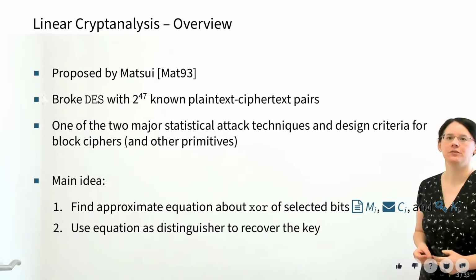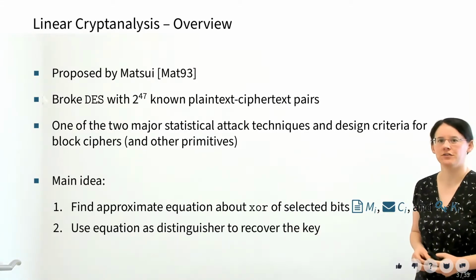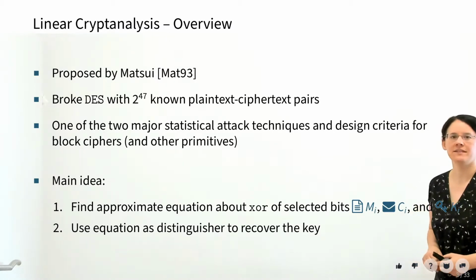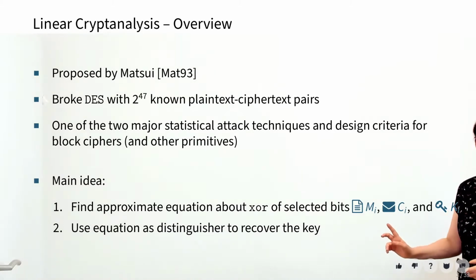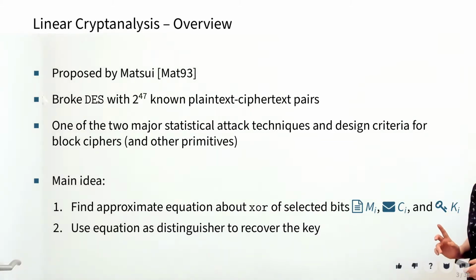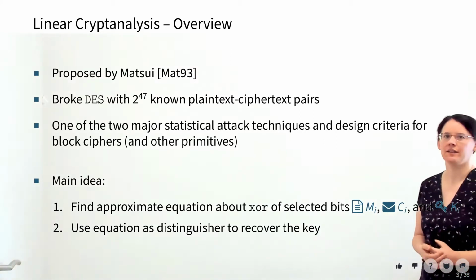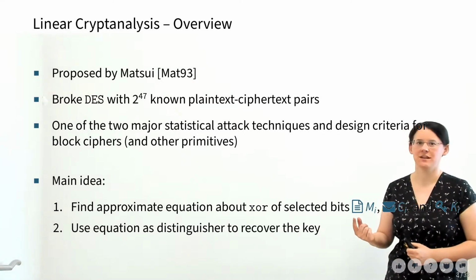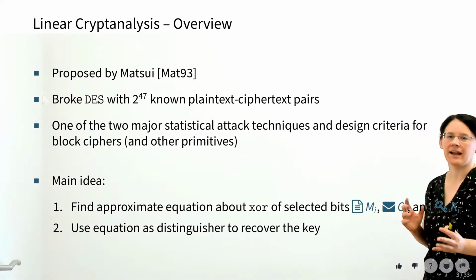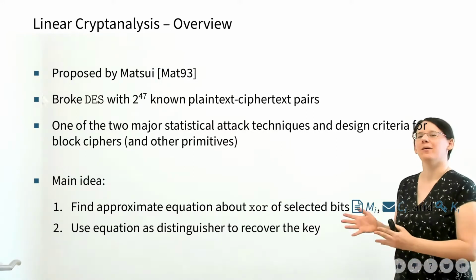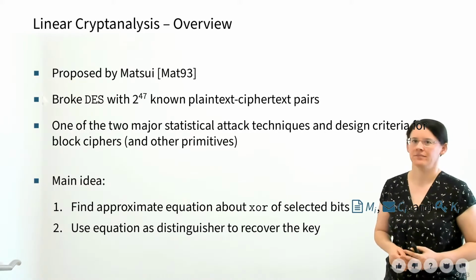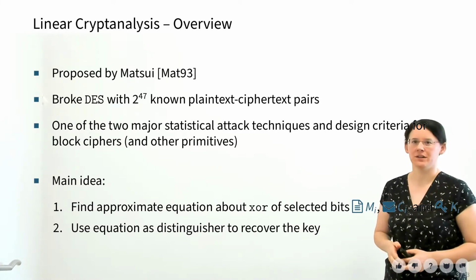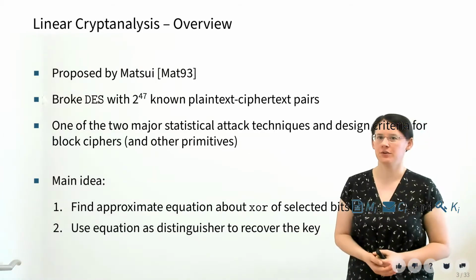What we want to do is find an approximate equation about the full cipher. And this equation is supposed to link the plaintext input block, the ciphertext output block, and the key of a block cipher together, in just one equation, an equation of XORs. So it XORs some bits of this and this and this, and this is supposed to be approximately 1 or 0, in other words, more likely 1 or more likely 0. And so we have just a 1-bit equation, and we want to use this as a distinguisher to recover the key.